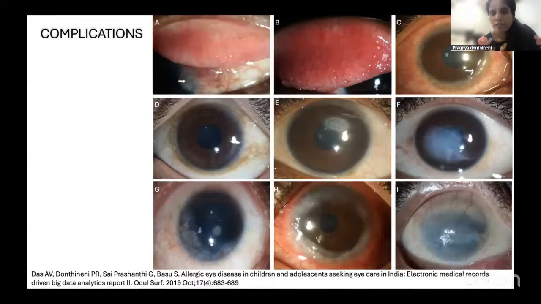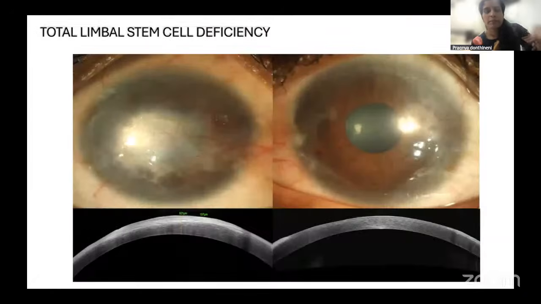Now, again, when we've spoken about the entire spectrum, we also have the ones who tend to heal very well towards the end, just with some pigmentation. But some through the course suffer with complications like shield ulcer, keratoconus, and limbal stem cell deficiency. Oftentimes, medical therapy works really well.